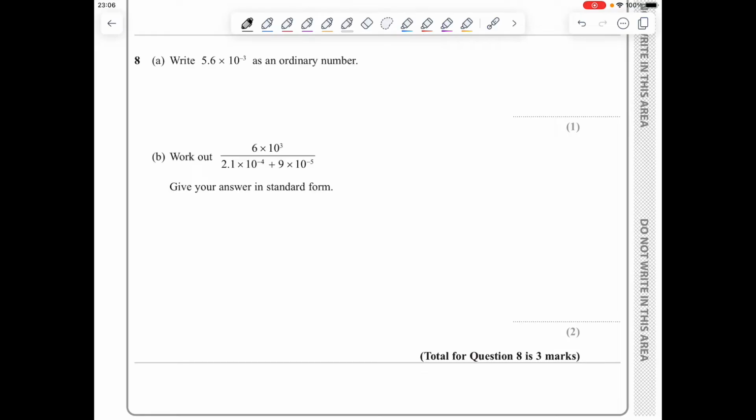In part A of question 8, 5.6 times 10 to the minus 3 is 0.0056. And in part B, I'll first work with the denominator, and this is equal to 2.1 times 10 to the minus 4 plus 0.9 times 10 to the minus 4. So I'm making the powers the same, so I can add 2.1 and 0.9, which give me 3 times 10 to the minus 4. So now I can perform the division.